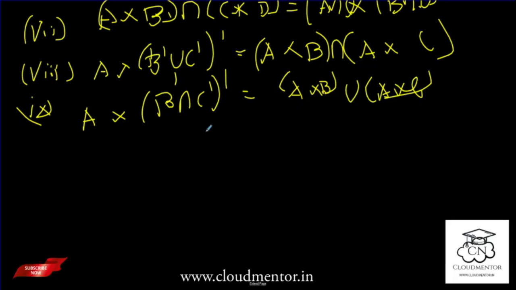So that's the property. And the last property is that if A and B have n common elements, then A cross B and B cross A will have n square elements. That is n into n, that is n square common elements. And that's it. And we now need to go for the question.